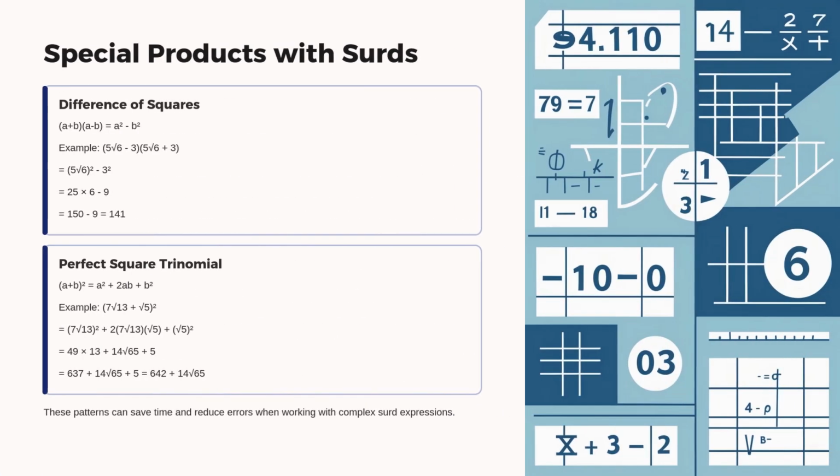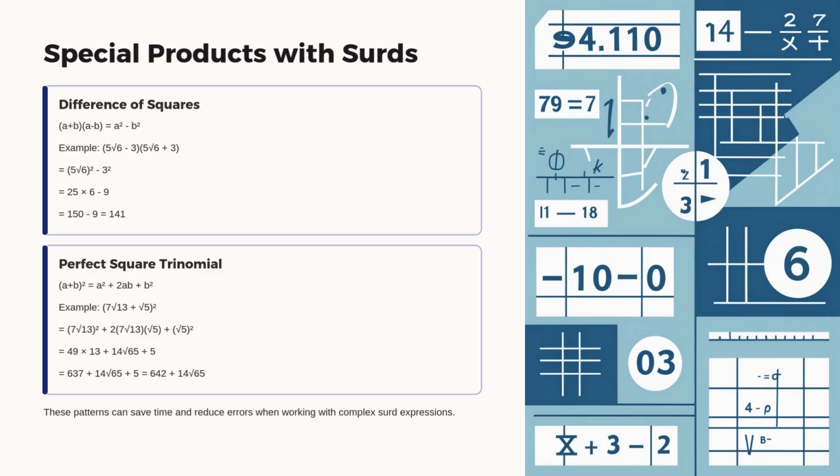Special products with surds. Difference of squares. (a plus b) times (a minus b) equals a squared minus b squared. This is obtained from the standard difference of squares formula. Example: (5 times the square root of 6 minus 3) times (5 times the square root of 6 plus 3) equals (5 times the square root of 6) squared minus 3 squared. This is obtained by applying the difference of squares formula, equals 25 times 6 minus 9.